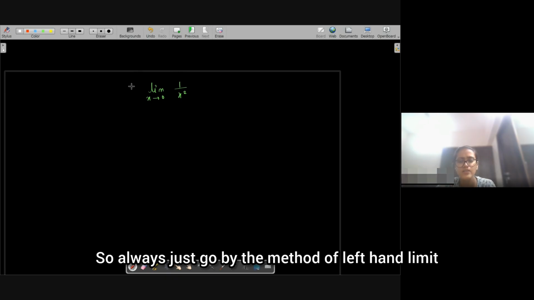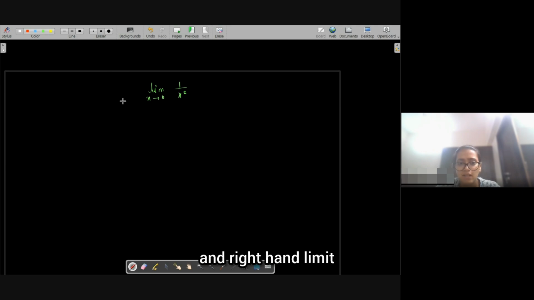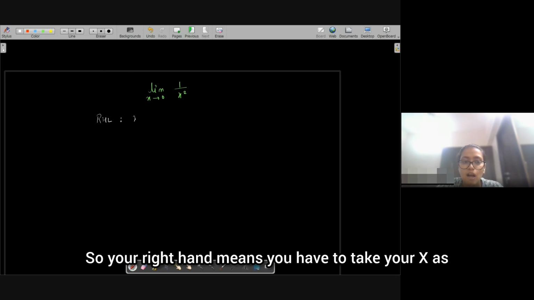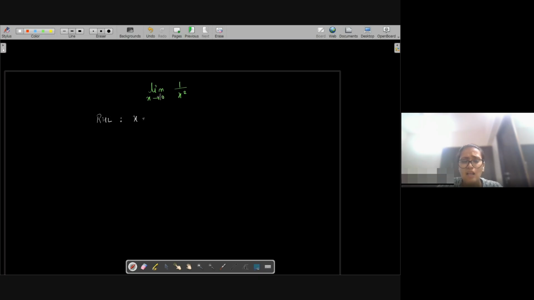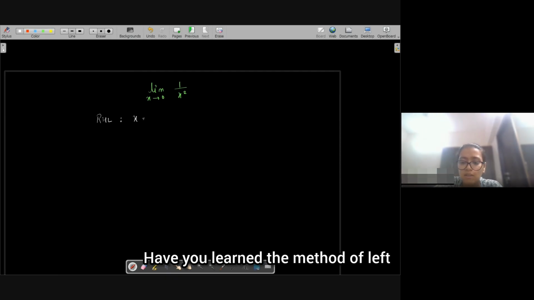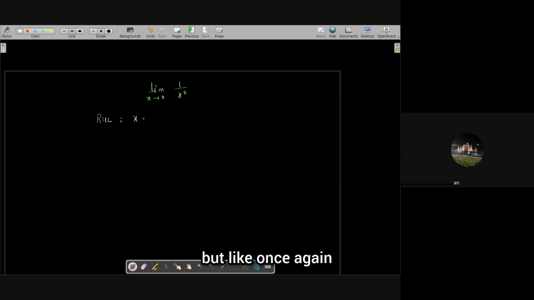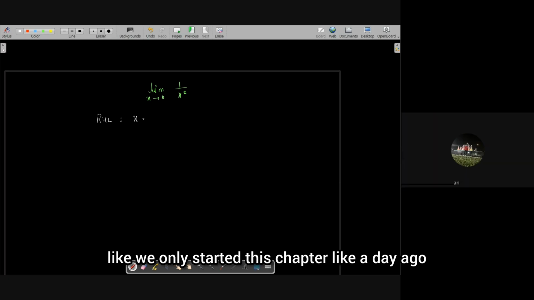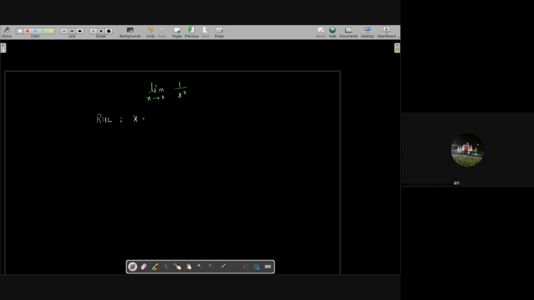So always just go by the method of left-hand limit and right-hand limit. Always. Your right-hand limit means you have to take your x as a number which is greater than 0. Have you learned the method of left-hand limit and right-hand limit in school? We just talked about it, but we only started this chapter a day or 2 ago. Okay.